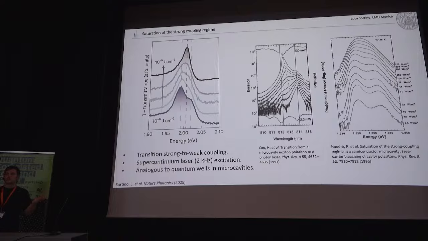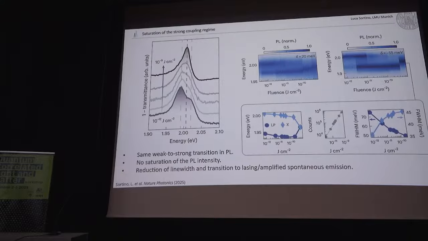And we could indeed observe that up to a certain point, roughly at this power, we're observing a collapse of the strong coupling into a weakly coupled or maybe lasing system, which reminded me, of course, a lot of the initial works on quantum wells in microcavities in the 90s, where they were describing this saturation of the strong coupling and transition to a polariton laser. And since this is done with just absorption, then we went to look into PL, and we could observe indeed a very similar effect.